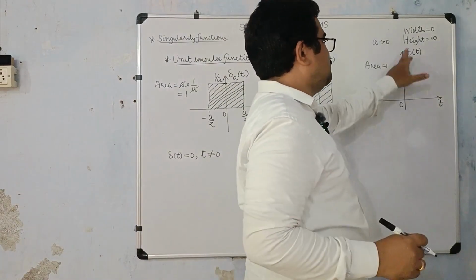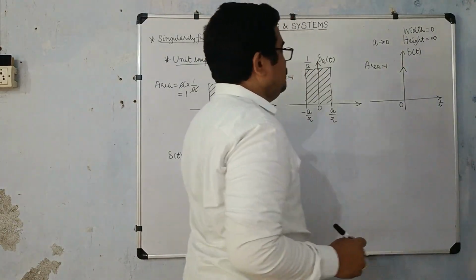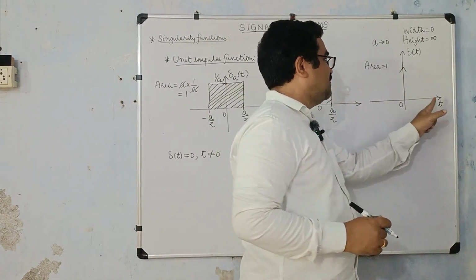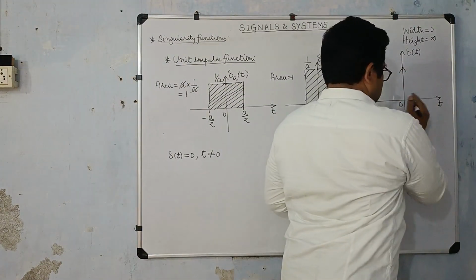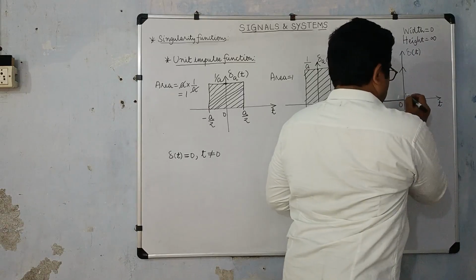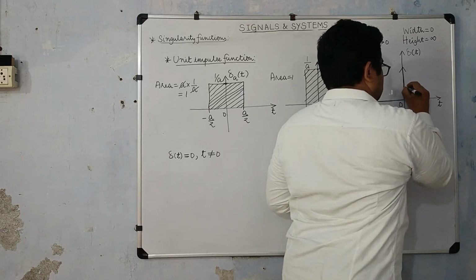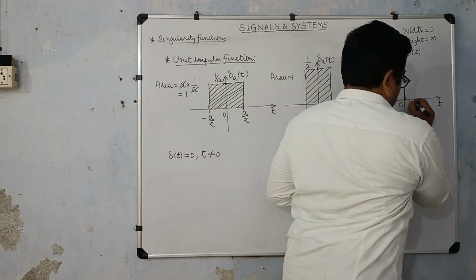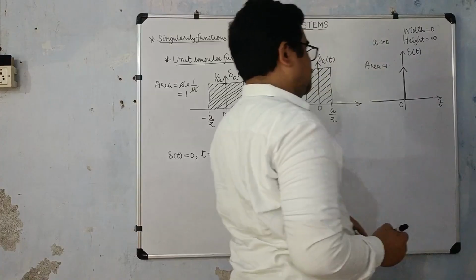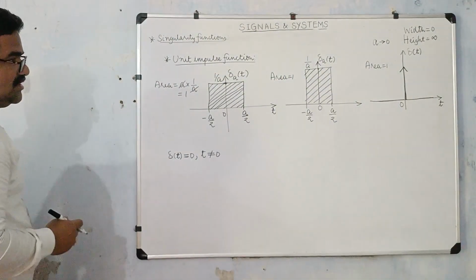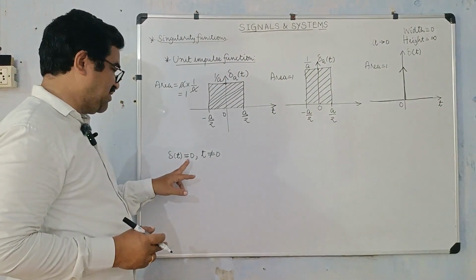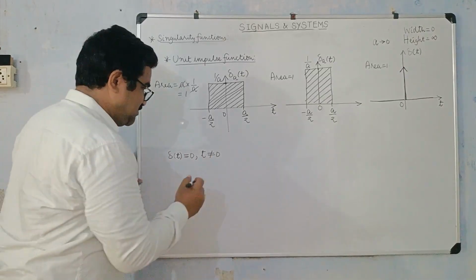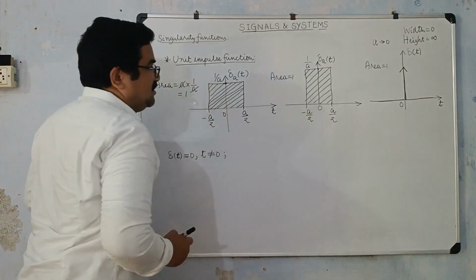Only at t is equal to 0 it is having infinite height, and for other values of t, the signal is 0. Okay, this is 0 here. At t is equal to 0 its height is becoming infinity, and once again it is 0 for t greater than 0. Okay, so delta of t, unit impulse function, can be defined as delta of t is equal to 0 for t not equal to 0, and the area is equal to 1.